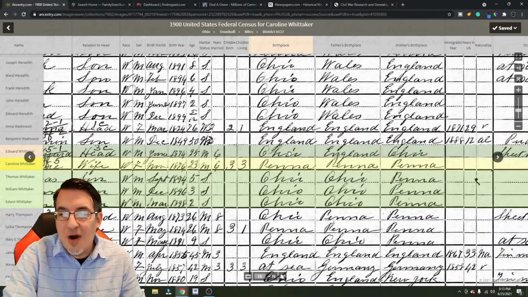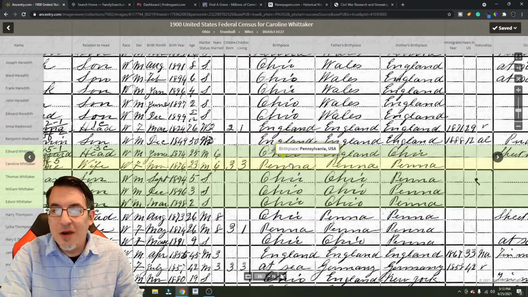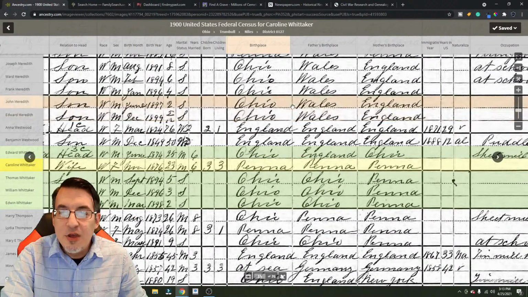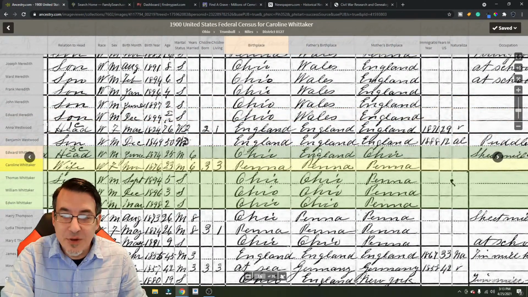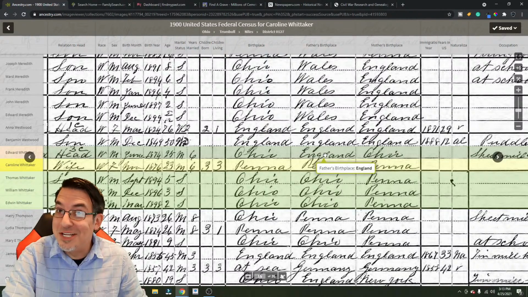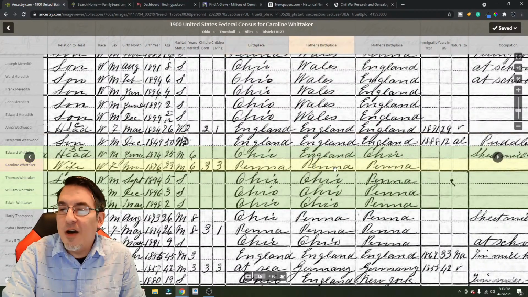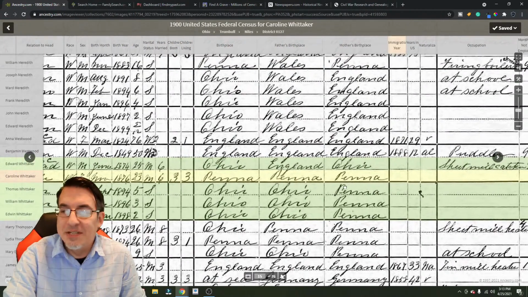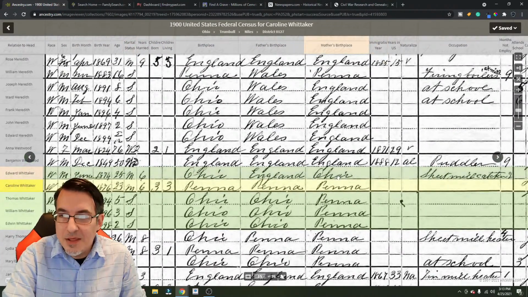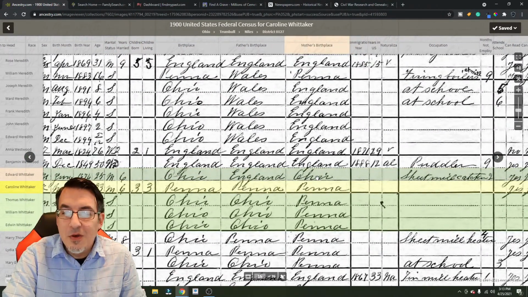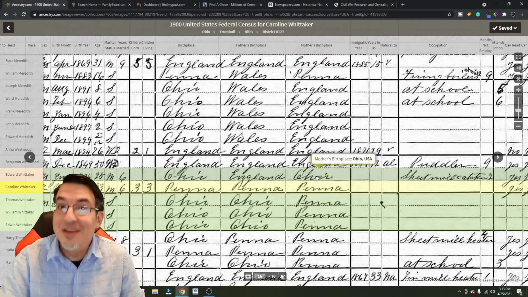You can see here that Edward was born in Ohio. His wife, my great-great-grandmother, was born in Pennsylvania. You can see their parents' birthplaces. So Edward says his father was born in England. So now it's like, okay, there's an immigrant ancestor for me. Her father was born in Pennsylvania. Her mother was born in Pennsylvania. And then Edward's mother was born in Ohio, which is actually, again, not true, as we'll find out later.